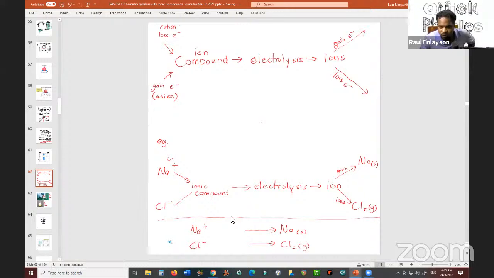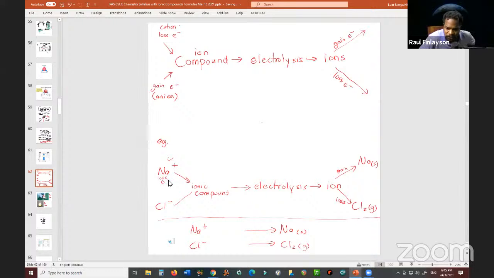So it's there on the board. So think about that now. The cation lost an electron. In fact, the cation had lost an electron, or we could say sodium had lost an electron in the first place. All right, so sodium lost an electron, and of course chlorine gained the electron.